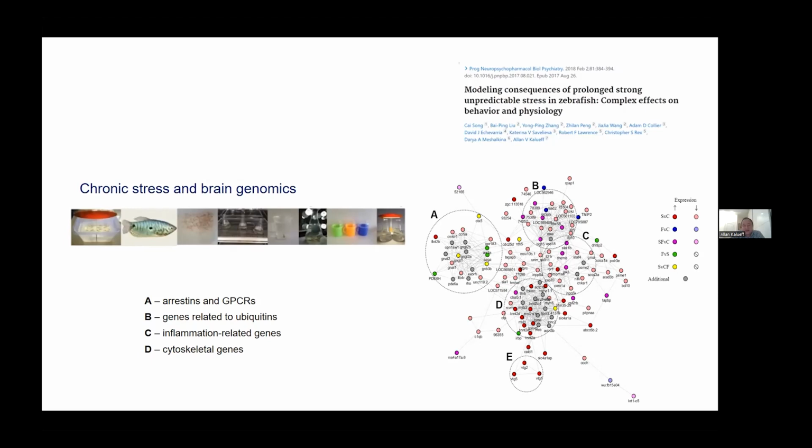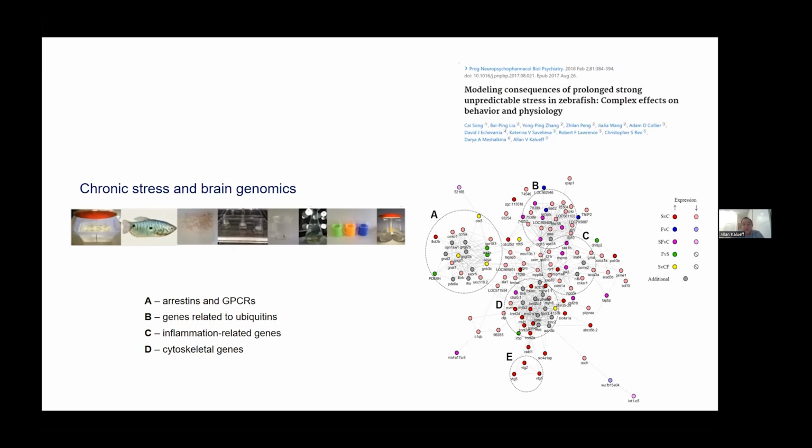So zebrafish data allow us to understand and appreciate the importance of several clusters of cellular genes, such as cytoskeletal and ubiquitination-related genes. So that gives a new appreciation to several potential important biological processes that occur as we apply chronic stress to a complex organism, such as zebrafish.